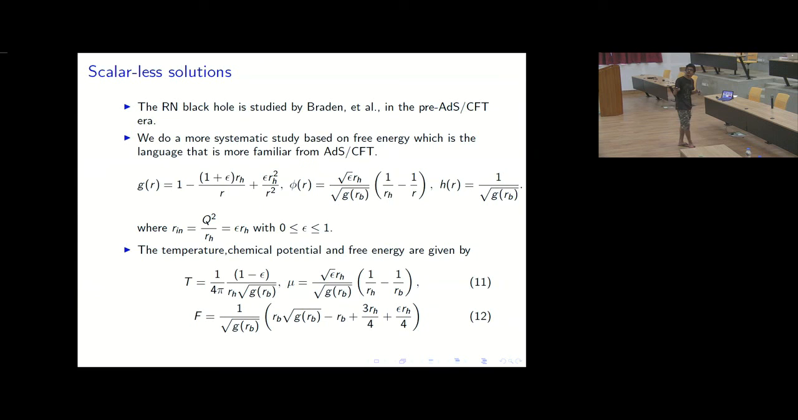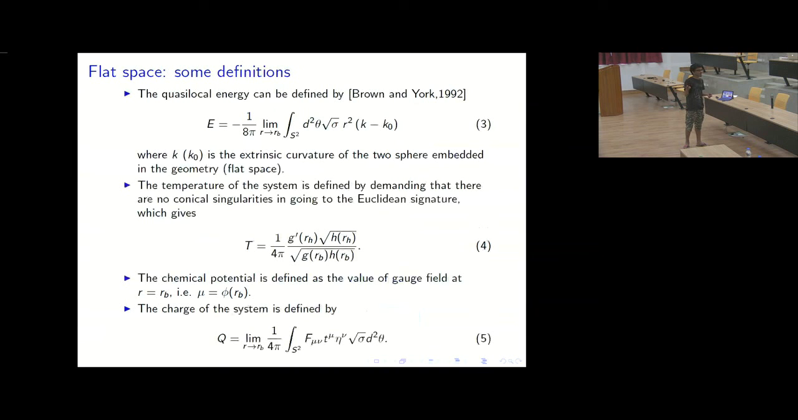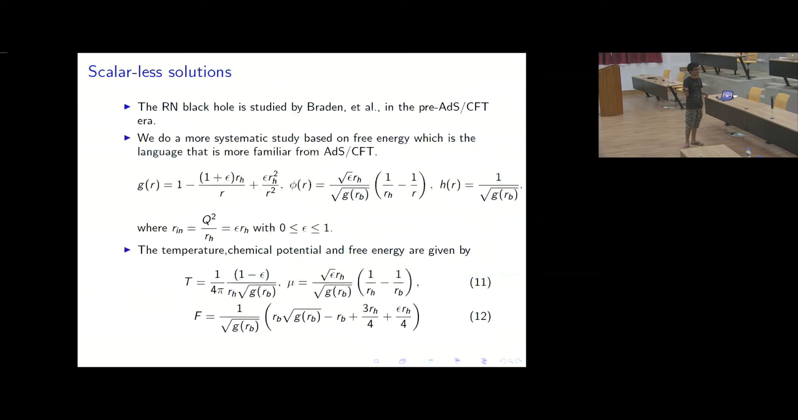So what one can do is, this free energy you can compute in two ways. You can directly evaluate the action, or you can use the Brown-York definitions that I have given here and compute. And these give the same result for the free energy. So you can check all the thermodynamic identities. Basically, del E by del S gives you T, and del E by del Q gives you V. All those identities are satisfied.